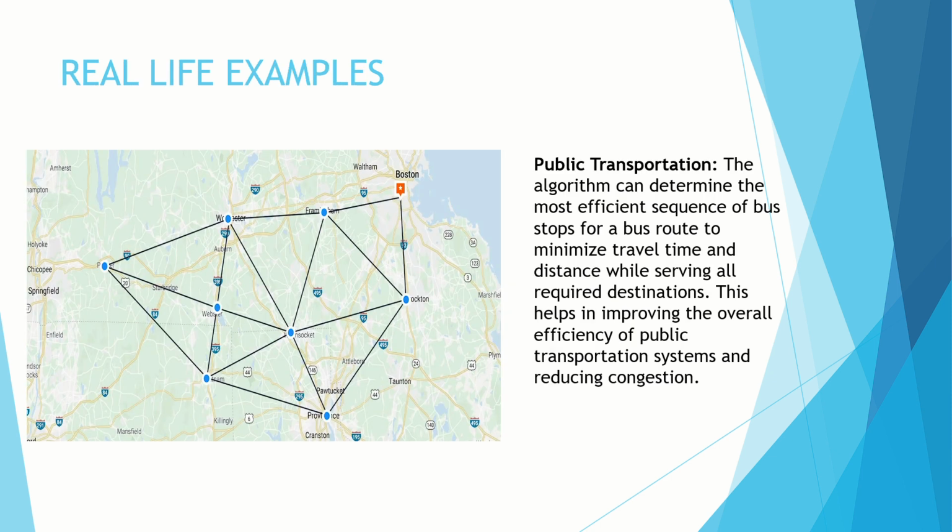And here is a real life example: public transportation. The nearest neighbor algorithm is very useful in public transportation. When we are going from one city to another city, in those situations we can use this algorithm to determine the shortest path.